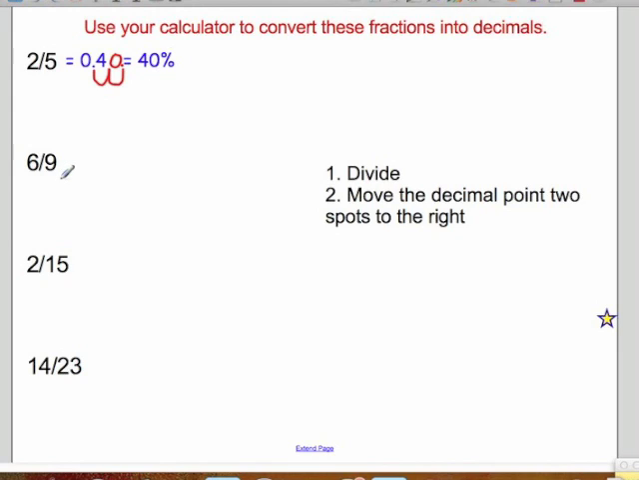The other ones, I believe when you divide, you'll move the decimal point 2 spots. You won't have to actually add a 0. If you have questions about this, let me know. Otherwise, go ahead and do these next 3 on your board, and then come back and check it with me.